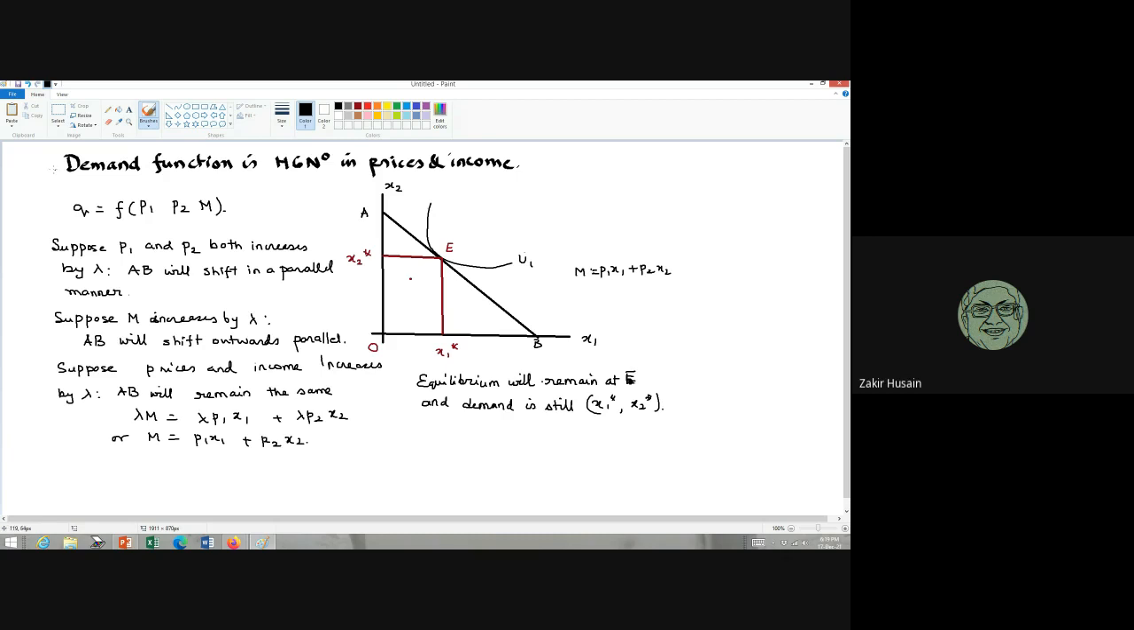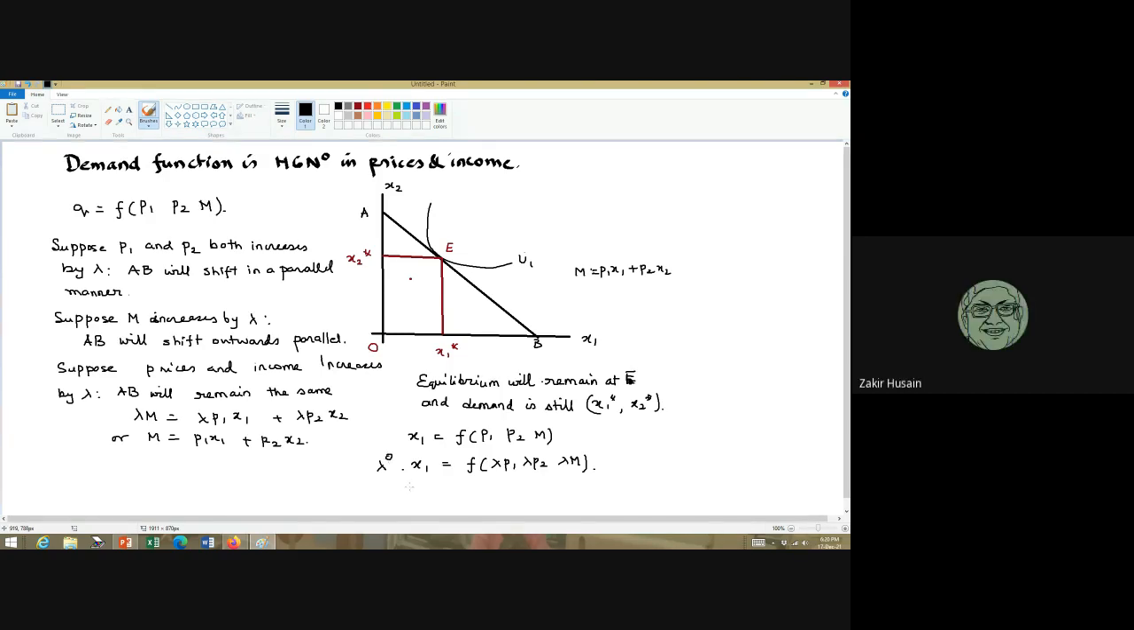Okay, now come back to the demand function. What is the demand for x1? It is a function of P1, P2 and M. When we have increased all of them by lambda, how much has demand changed? It will remain the same because the equilibrium is the same. It is still x1. So what is the power of lambda? 0.